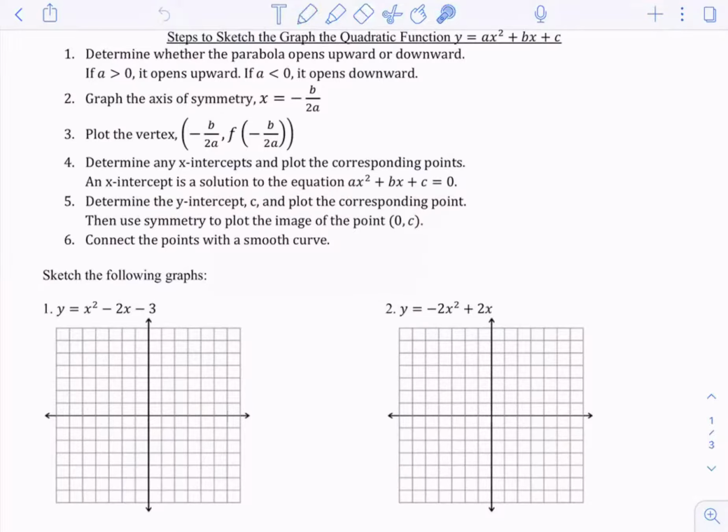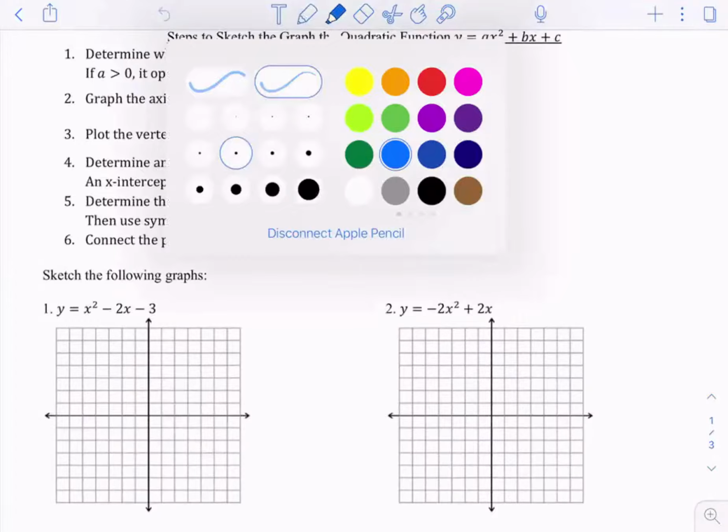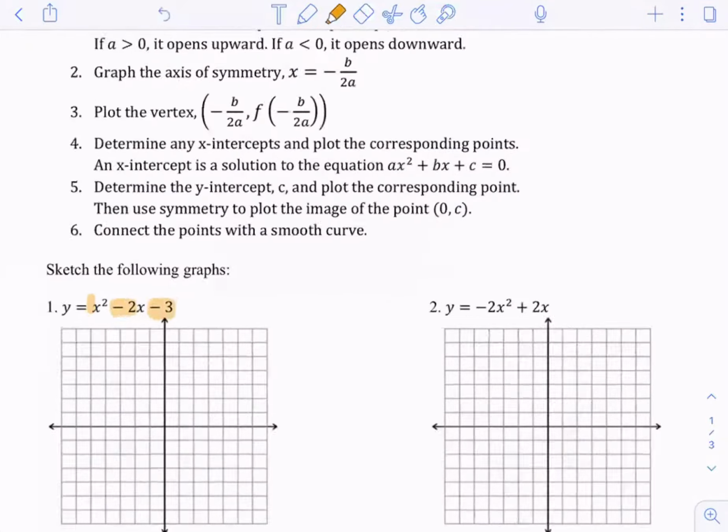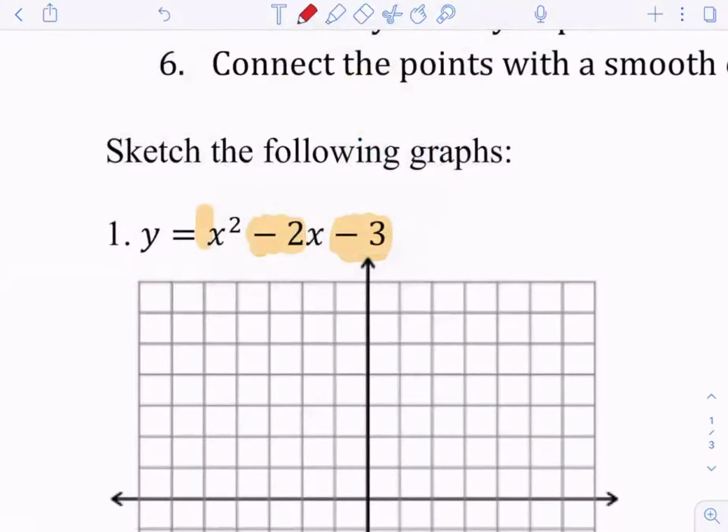So let's look at this first example down here. It says here, determine whether the parabola is open upwards or downwards. That's the first step. And that's based on your A value. Now really that's maybe one of the first things you want to focus on. My A value in the front here is technically a 1. I have a -2 and a -3 as my B and C values. So maybe you can write that down for yourself. So A equals 1, B equals -2, and C equals -3.